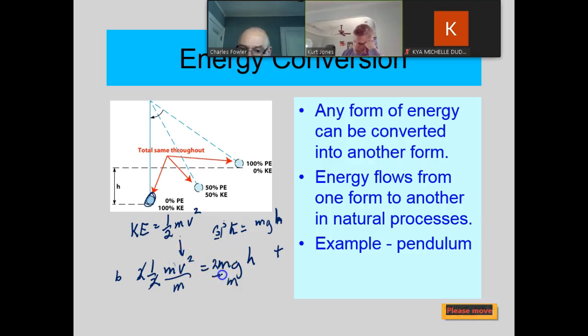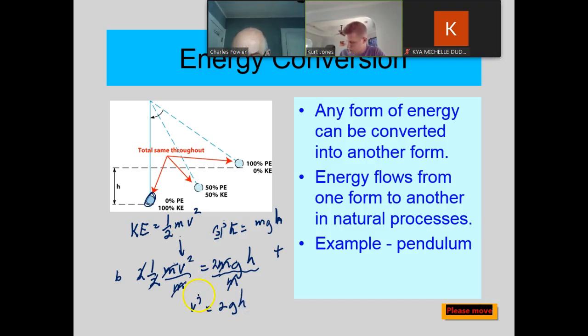Okay? Now here's the interesting thing. The m goes out here, but it's the same mass over here too. It goes out there. So the velocity has nothing to do with how heavy the mass is on that pendulum. Absolutely nothing to do with it. Okay? So now we have v squared is equal to 2gh.